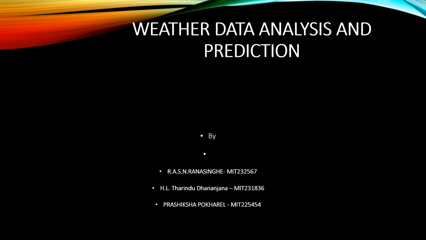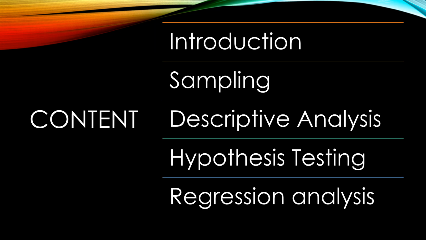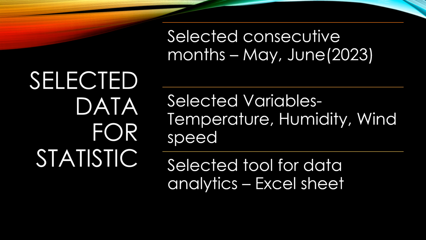About the weather data analysis and the prediction in the Swan Hill Rural City site. Here we hope to discuss the introduction, sampling, descriptive analysis, hypothesis testing, and the regression. Under the introduction, we have chosen 2 consecutive months, May and June in 2023, and we consider 3 variables: temperature, humidity, and the wind speed. And we chose Excel sheets to analyze the whole data under these different analysis parts.